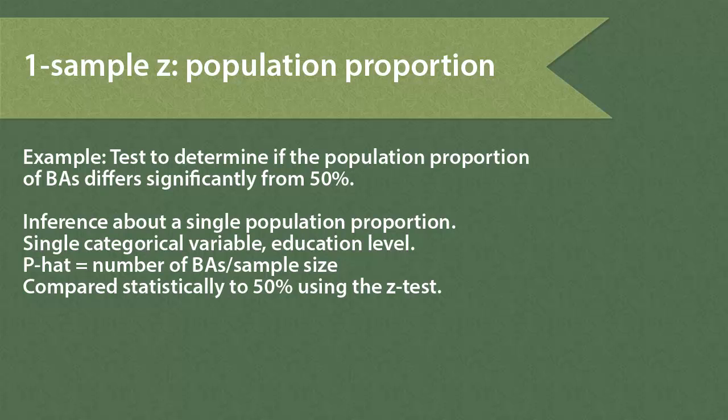We next need to calculate p hat, the sample proportion of BAs, which is simply the number of BAs divided by our sample size. The z-test is only going to compare p hat to the assumed population proportion of 50%, or 0.5, to determine whether there is a statistically significant difference.